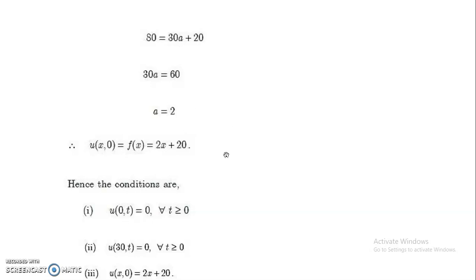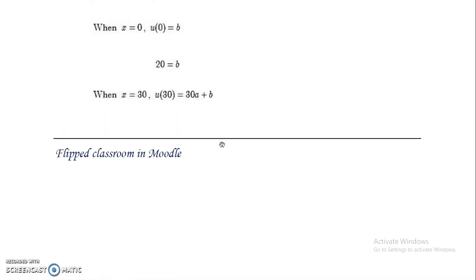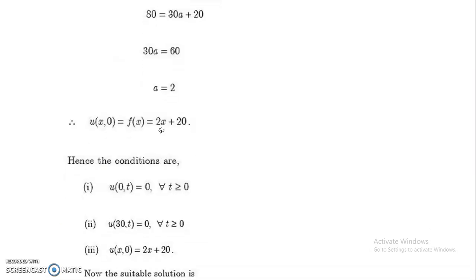After getting the a and b values, substitute them in this formula. So we'll get the function 2x plus 20. Make a note of it. As we have seen in the one-dimensional wave equation, in both zero velocity and non-zero velocity cases, the function was given. But in heat-based problems, the function has to be created based on the temperature. And so you got the function, which is 2x plus 20.